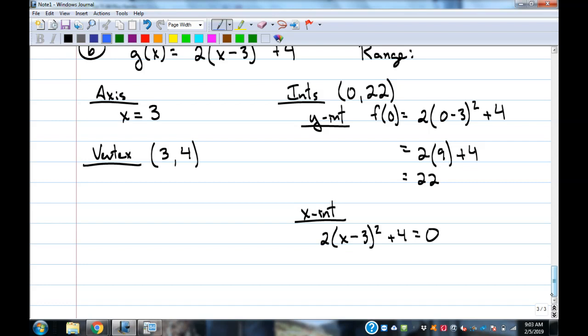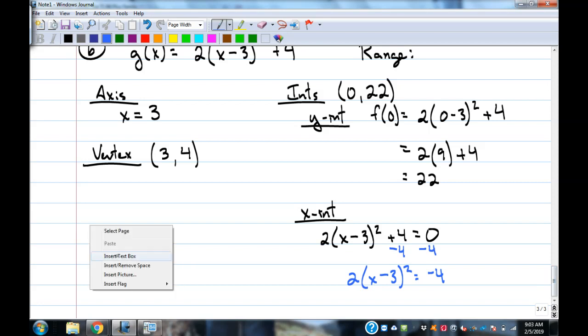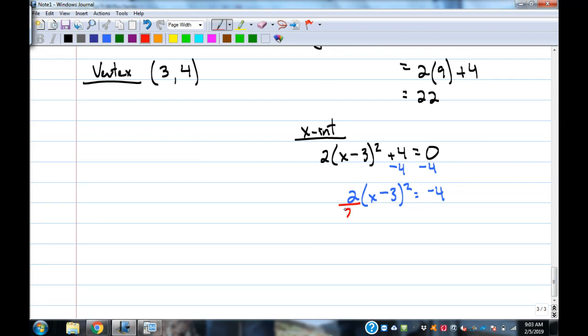So you would have to say x minus 3 times x minus 3, get x squared minus 6x plus 9, and then distribute the 2, and then add 4 at the end there. So it can be done, but it's a longer process to do it that way. So square roots is the quickest method. So we'd subtract 4. And then divide by 2. So we have x minus 3 squared is equal to negative 2.